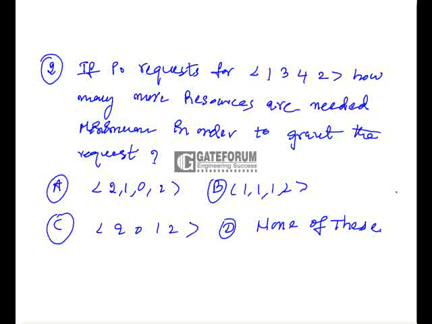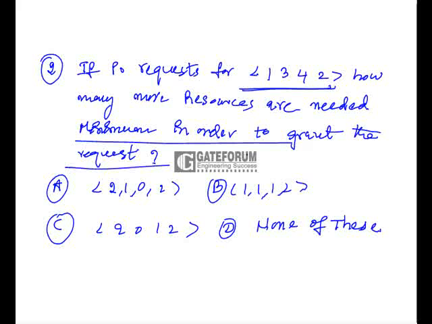This is the second question. If P0 is requesting 1 3 4 2, for example, how many more resources are needed minimum in order to grant the request? Now we have to modify the data structure. If any process is asking for resources, then need should be reduced and allocation should be increased. You have to assume that as if the requested resources are allocated. Available should be decreased. What was available earlier? 0 0 0 0 is available.